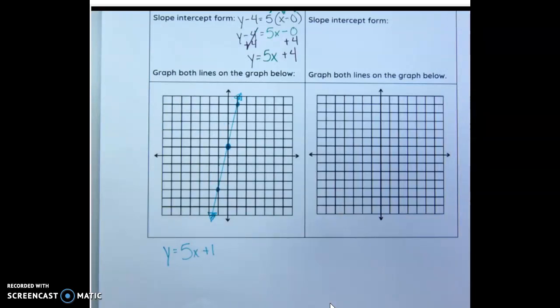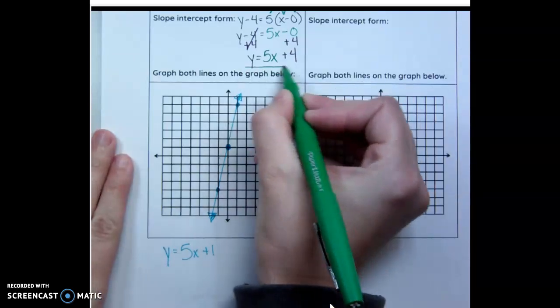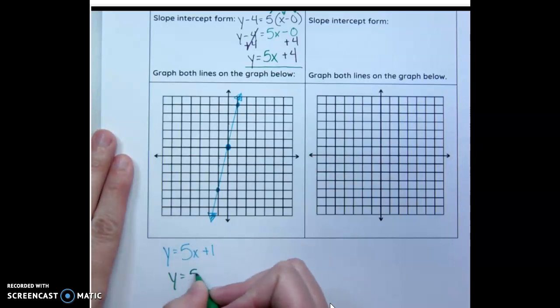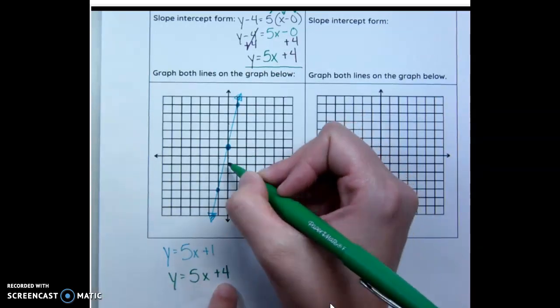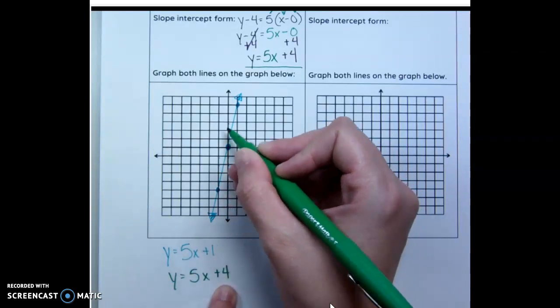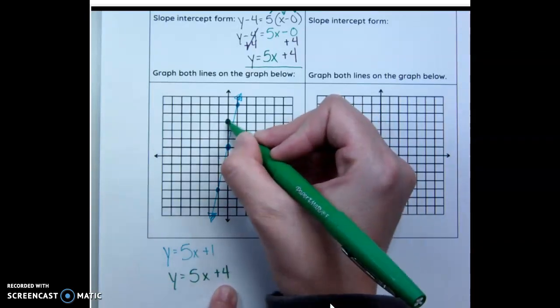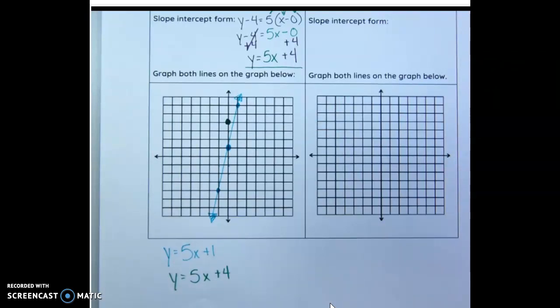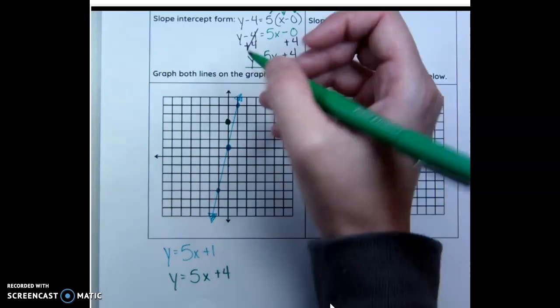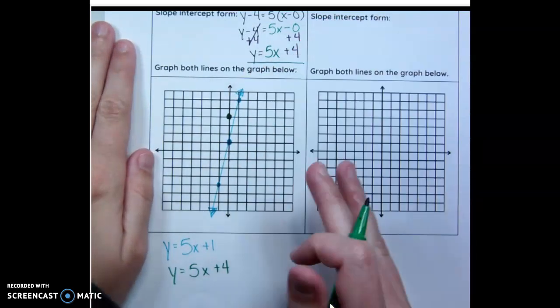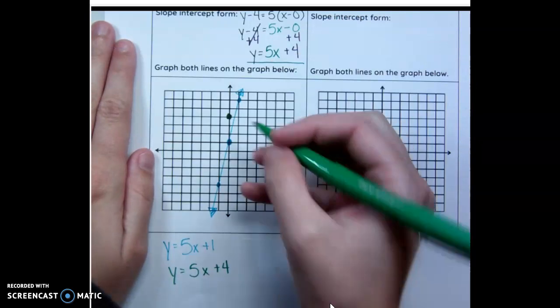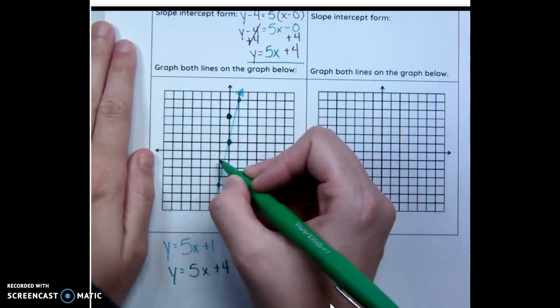Okay, now we're going to graph our other line. For this one, I'm going to use green. It's the line that we came up with right here: y equals 5x plus 4. So my intercept is 4. Here's my origin. 1, 2, 3, 4. And now my slope is 5. Oh no, I don't have enough space up here to count 5. That's okay. I'm going to go down 5 and left 1.